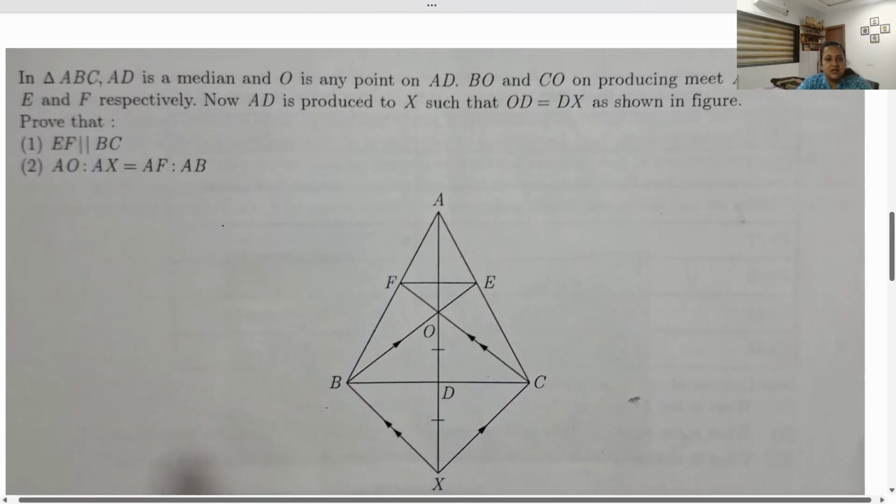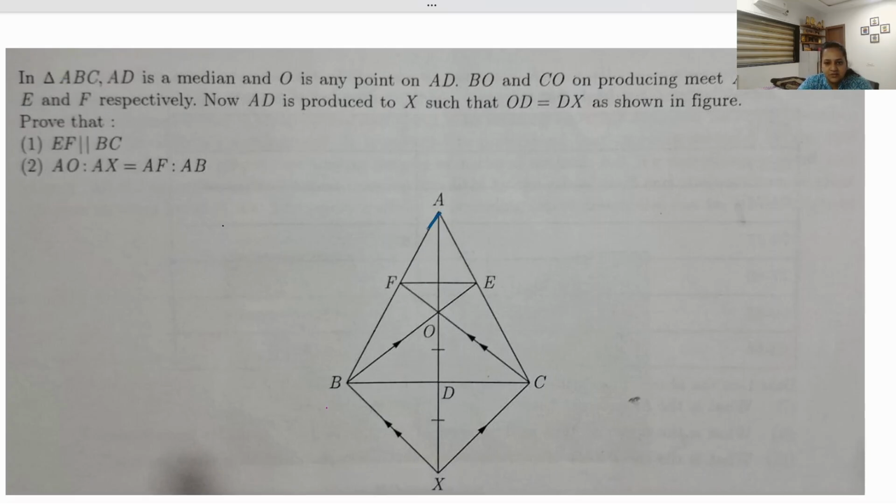The question says, in triangle ABC, AD is the median. We have the triangle ABC over here. AD is its median. We know what is a median. A median is the line segment joining the midpoint of a side to the opposite vertex. That means D is the midpoint. D is the midpoint of which side? BC. So we have BD is equal to DC because AD is the median of triangle ABC.